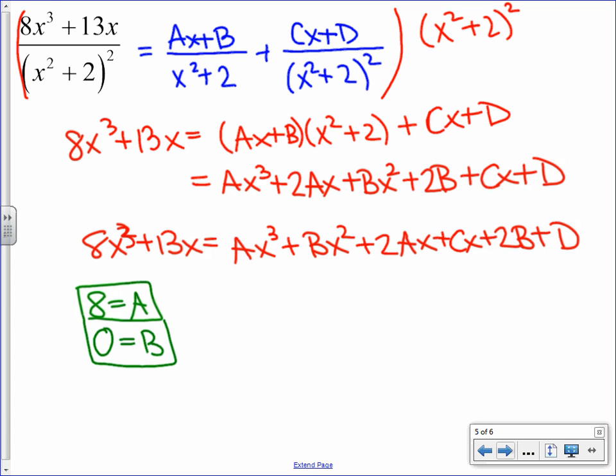Okay. What's our coefficient of x? 13. And what are our coefficients of x on the right side? 2a. Okay, so we have 2ax plus cx. So we know that 2a plus c must equal 13. What is our constant on the left side? 0. What are our constants on the right side? 2b and d. So 2b plus d better equal 0.